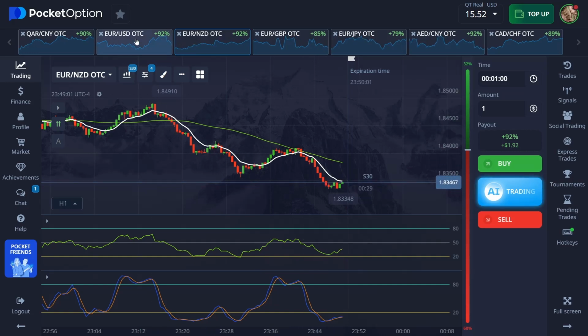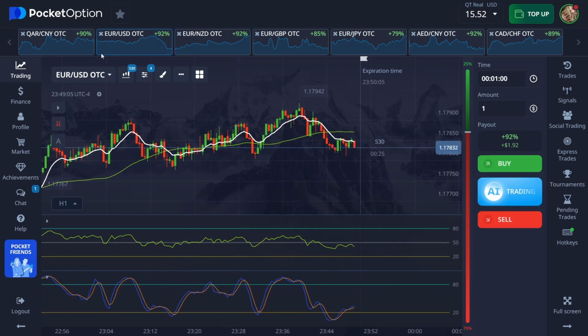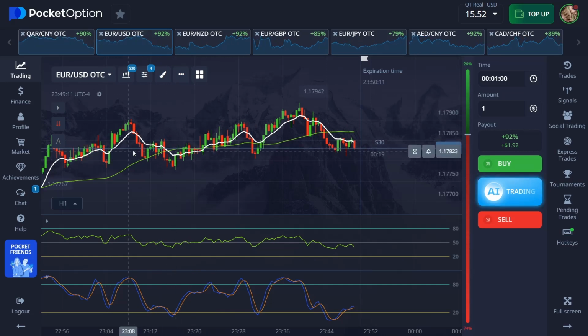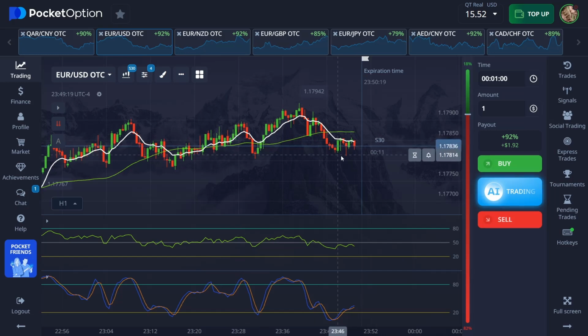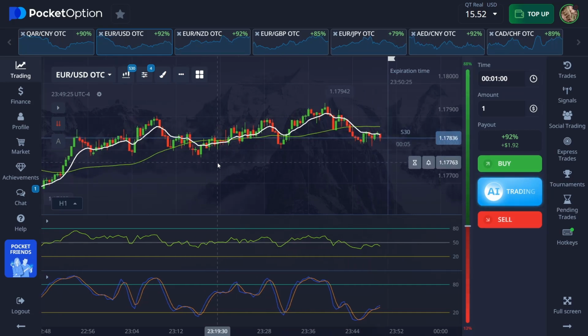Now let's look at a different chart. Now we're looking at this pair, USD OTC. You see how price is moving? Look at the moving averages. Everything is just moving all together, merged. So that tells you that you're neither in a downtrend nor an uptrend.